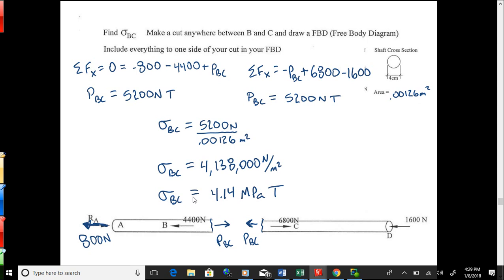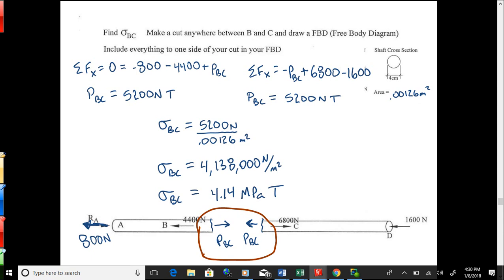So if I use the left-hand side, I got 800 to the left, 4,400 to the left, and then plus the load, or the internal force, which is PBC, to the right. And PBC is 5,200 to the right, which means it's pulling, it's in tension. Now what I'm doing here, I'm assuming that this load is in tension. So notice, depending on which side of the free body diagram I use, they act in different directions. If I'm using the left-hand side, PBC will pull to the right. If I use the right-hand side, PBC will pull to the left, okay? They're both tension.